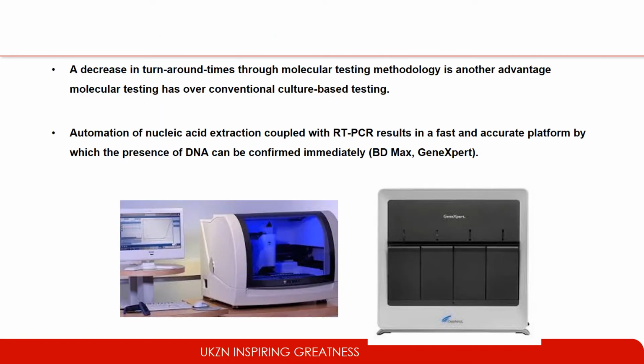A decrease in turnaround time through molecular testing is another advantage over conventional culture-based testing. With a real-time PCR assay, you can get a result for a pathogen in about 46 minutes, whereas with a conventional culture-based assay, it may take up to 5 days to get the same result. There are different variations of techniques associated with real-time PCR. You get the more traditional type of PCR where you extract the DNA first and then use the specific primers and probes that target that pathogen that you are detecting.